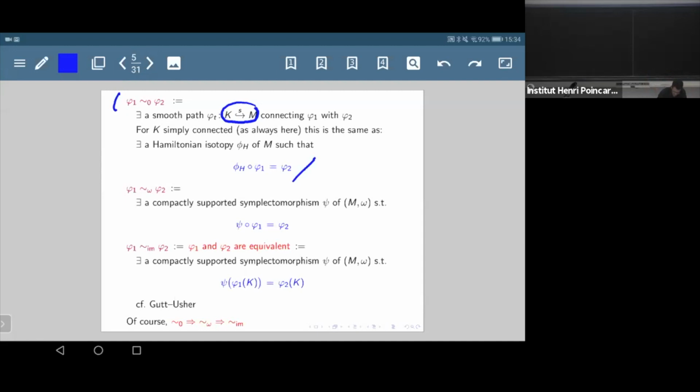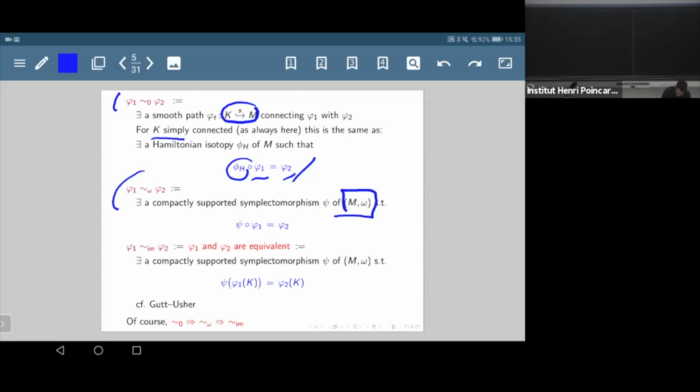You can compose the first map with an ambient Hamiltonian isotopy. At least this is the same if K is simply connected with the second. Another relation would be that you find a compactly supported or not compactly supported symplectomorphism of outer space that brings the first map to the second. So they are really maps, and these two relations in general are not the same, of course, but sometimes they are. I will come to that.